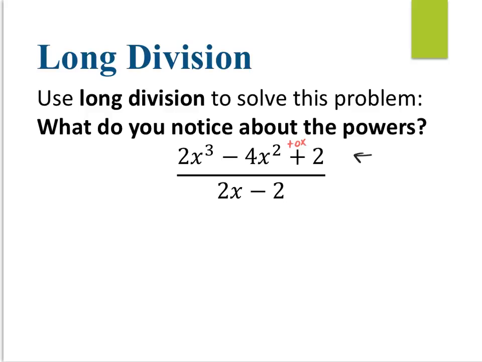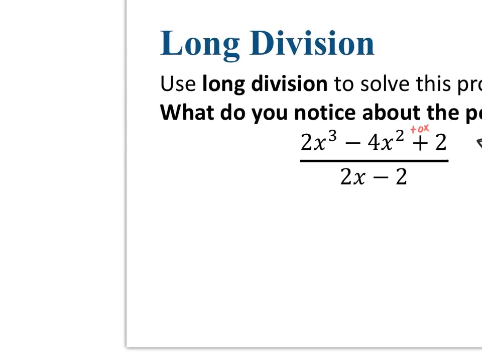And just like with the tabular method, this added-in piece is really important because it holds our places so that when we do the long division, we have enough space. I'm going to move this over so that we have enough working space. Remember, the thing we're dividing by goes on the outside, so 2x minus 2 goes on the outside of the division problem, and then what goes inside is what is being divided.